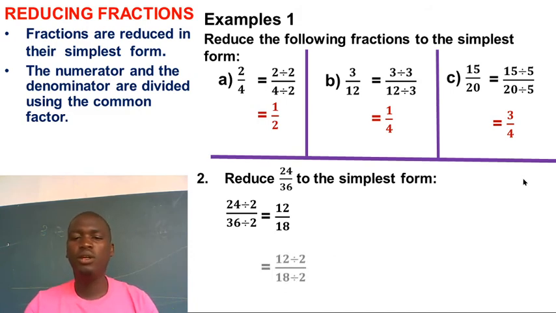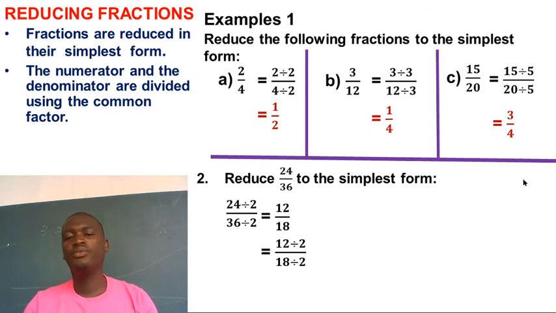Can we move on? We shall say 12 over 18. Let's continue dividing by 2. So 12 divided by 2, what do we get? We get 6. 18 divided by 2, we get 9. So the answer is 6 out of 9. 6 and 9. Don't you think there is something there?